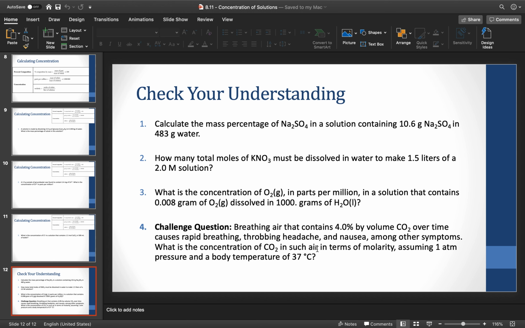Over the challenge question from this lesson. This one's pretty intense, so if you got it, you should feel incredibly proud. But if not, no big deal, because this is a pretty tricky problem.